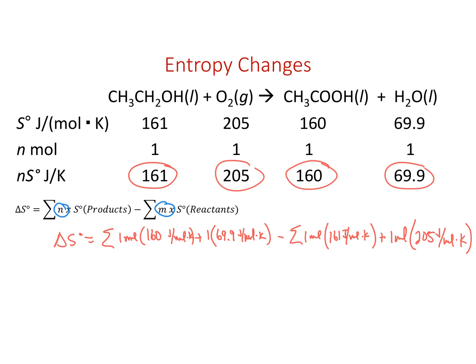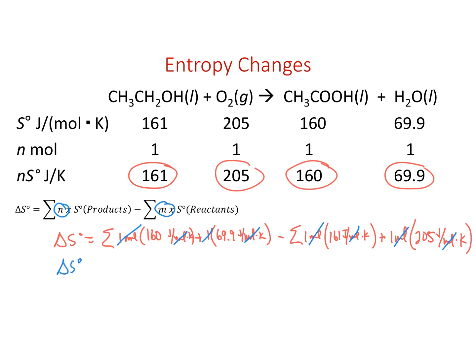So I had 1 mole of acetic acid. When I multiply, moles cancel out. I had 1 mole of water. When I multiply, moles cancel out. 1 mole of ethanol, moles cancel, and moles cancel. So it doesn't change my number, but it does change the units, and that's why I work through that step.